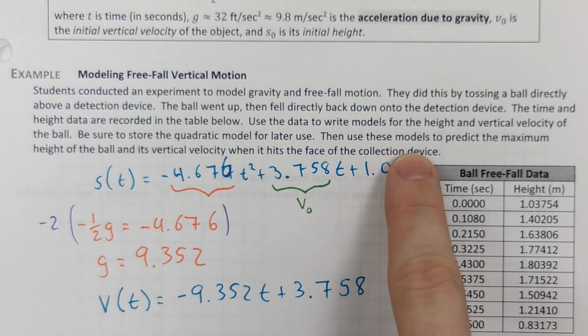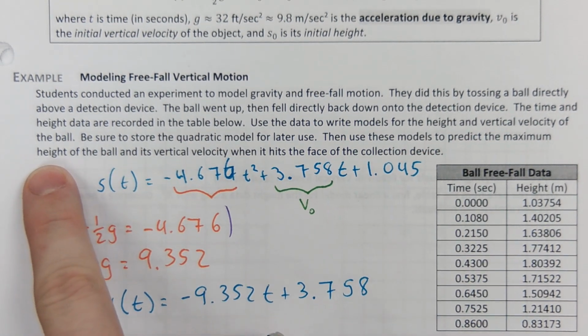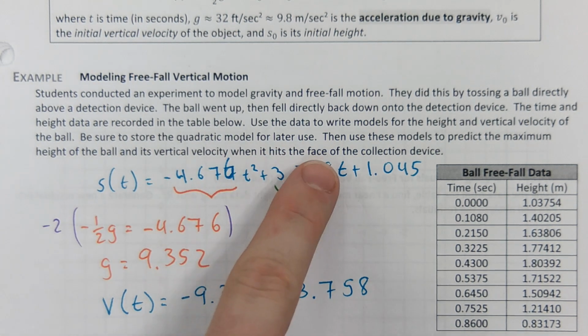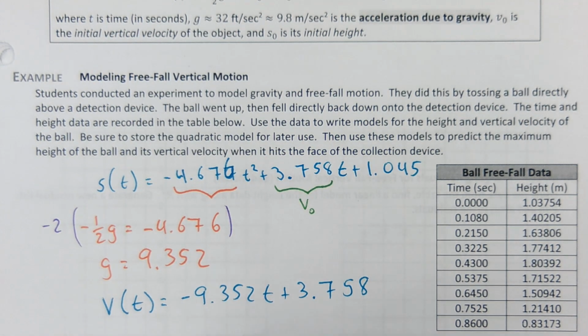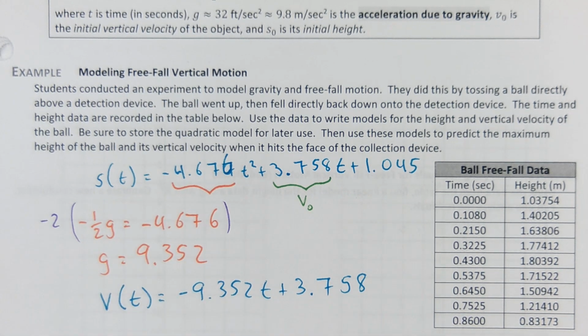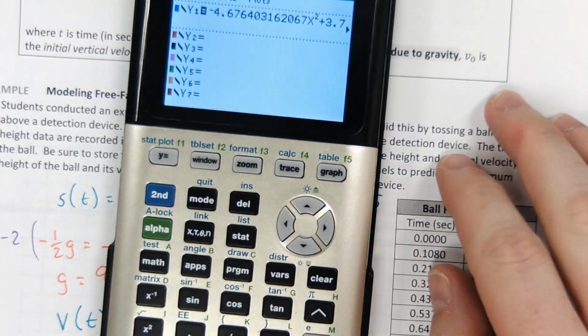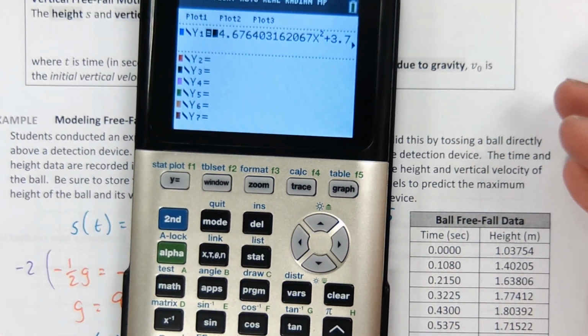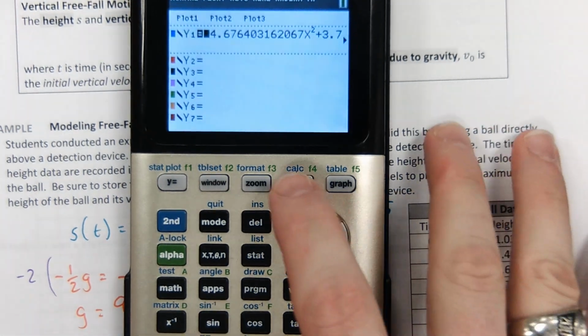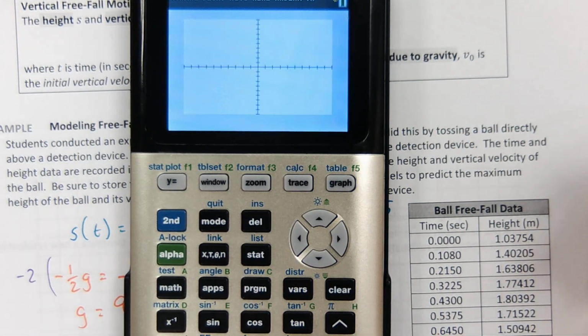Use these models to predict the maximum height and the vertical velocity when it hits the face of the collection device. Okay, this is a negative quadratic. Where are we going to find its maximum height? Not what's the answer, but because it's a quadratic, where will we find it? At its vertex. Good. Go to y equals. Yes, it's there for us because we told it to be there. So just graph zoom 6. And there it is.